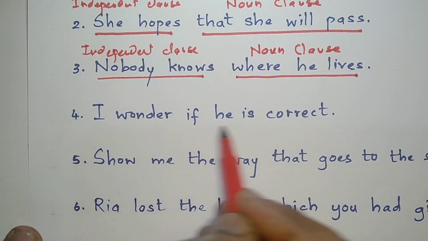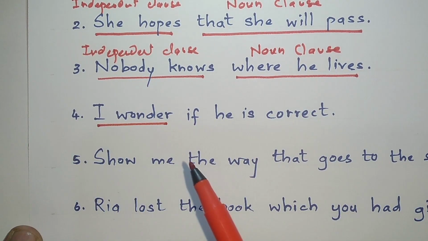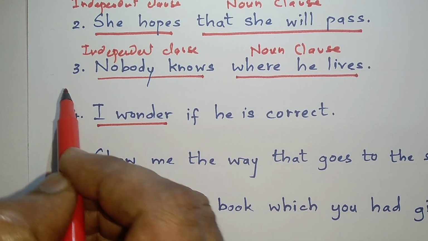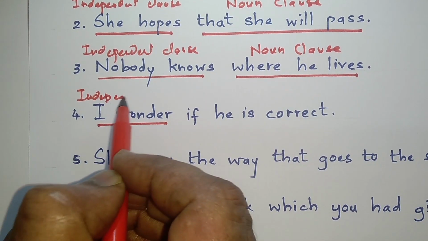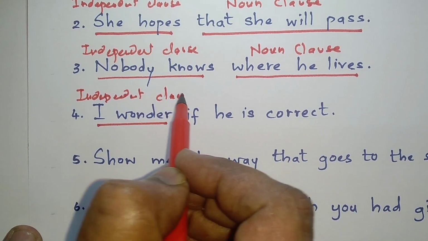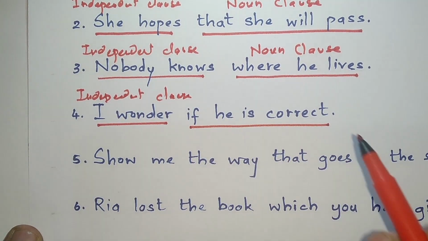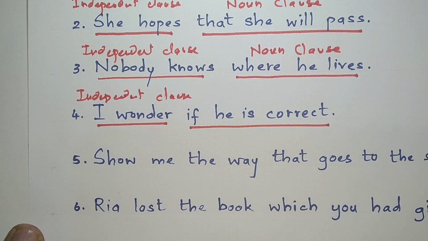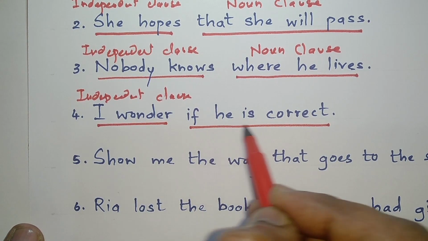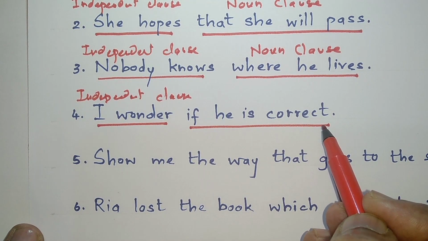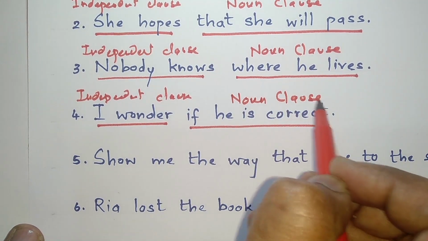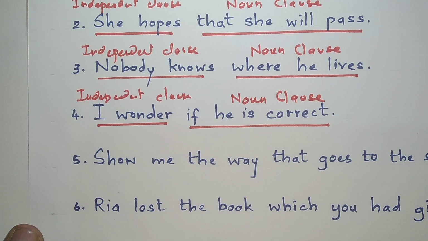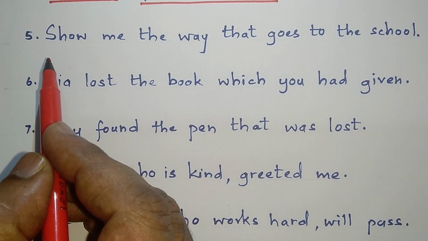I wonder if he is correct. I wonder. Two words, but they make complete sense on its own, and therefore this clause is an independent clause. The remaining part is a dependent clause. I wonder. Wonder what? If he is correct. Yes, I'm getting the answer, and therefore the dependent clause is a noun clause. Now let's try the fifth sentence.